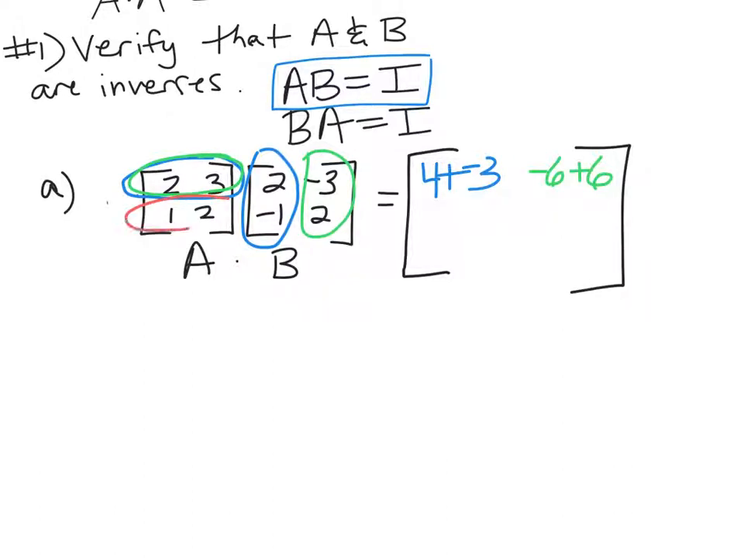All right, now we're going to go to the next one. Across and down. So 1 times 2 is 2. 2 times negative 1 is negative 2. And then one more time. Across and down. 1 times negative 3 is negative 3. 2 times 2 is 4.